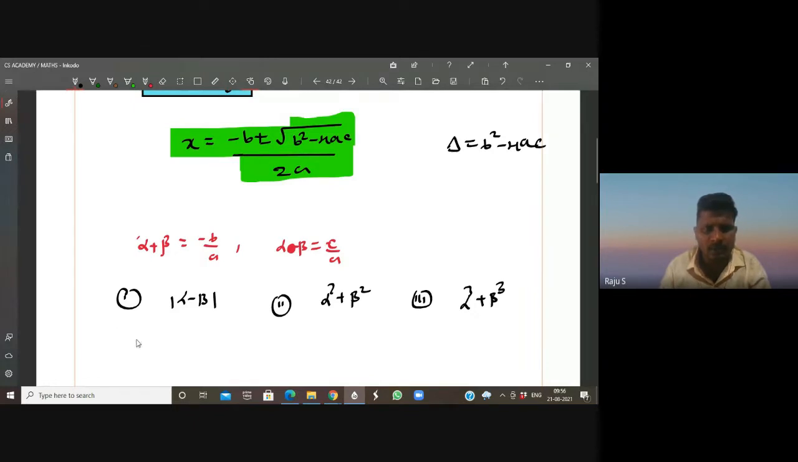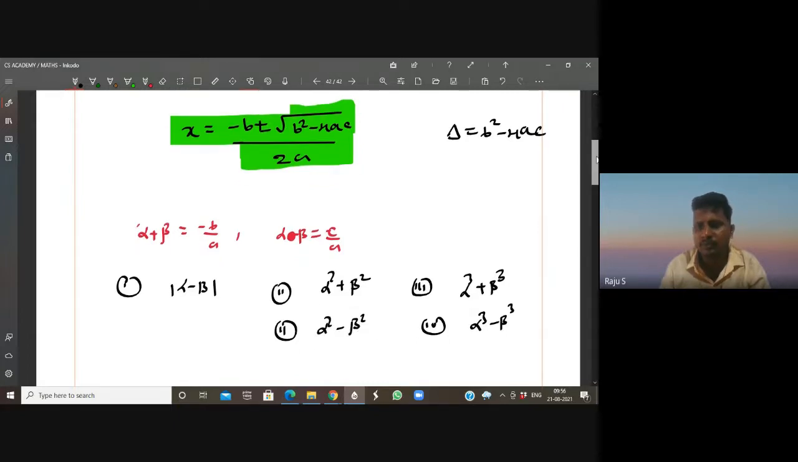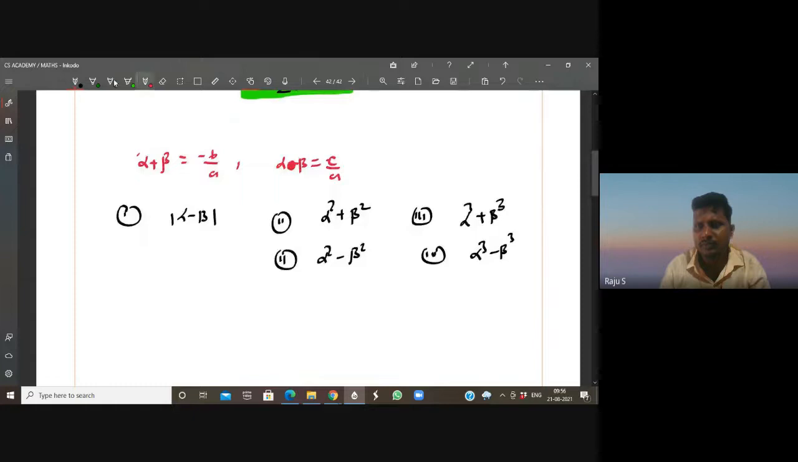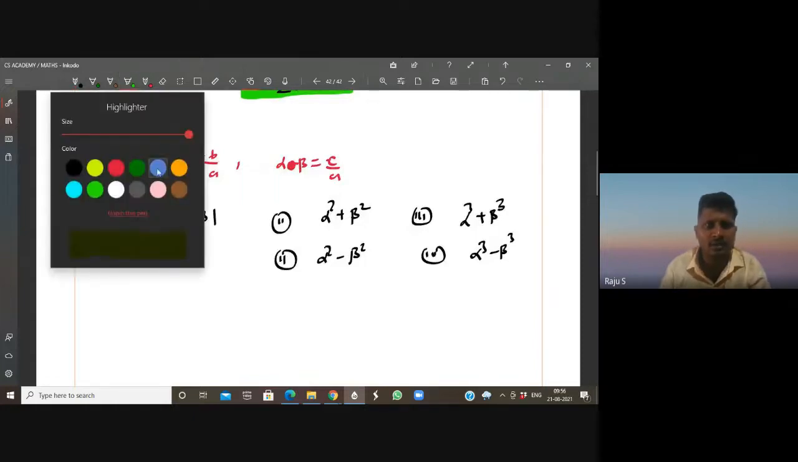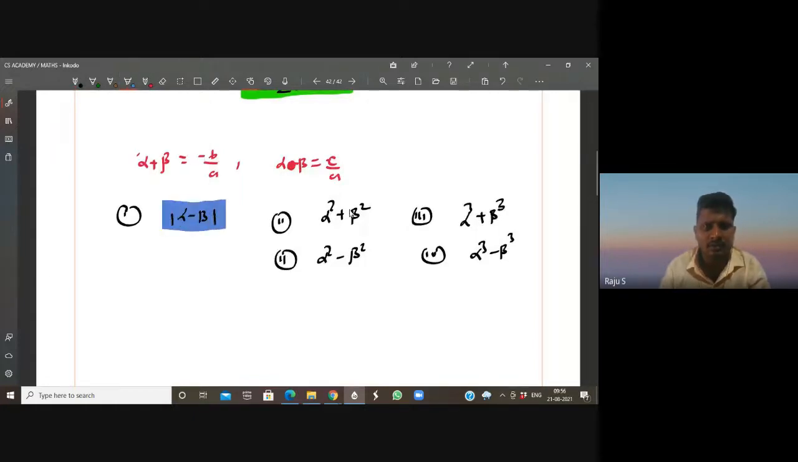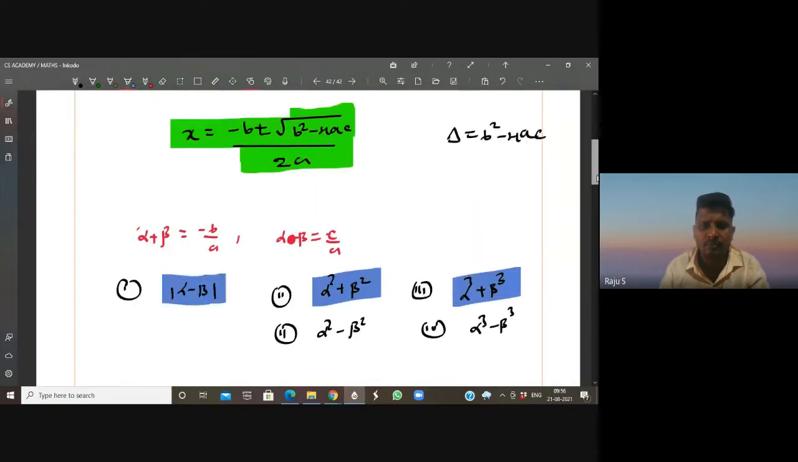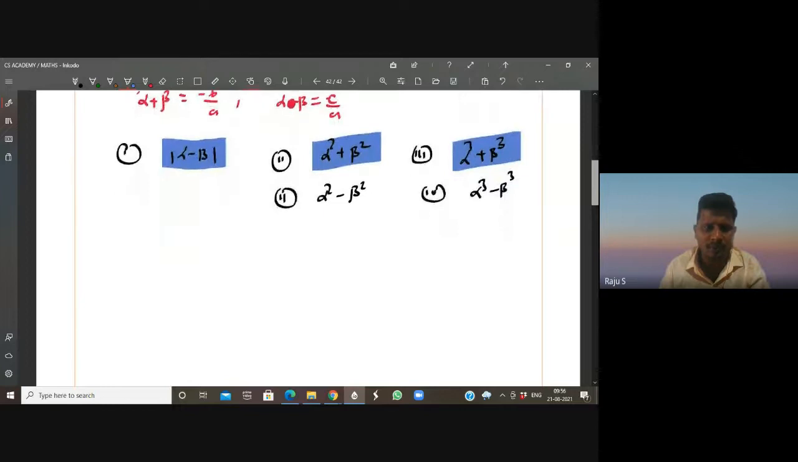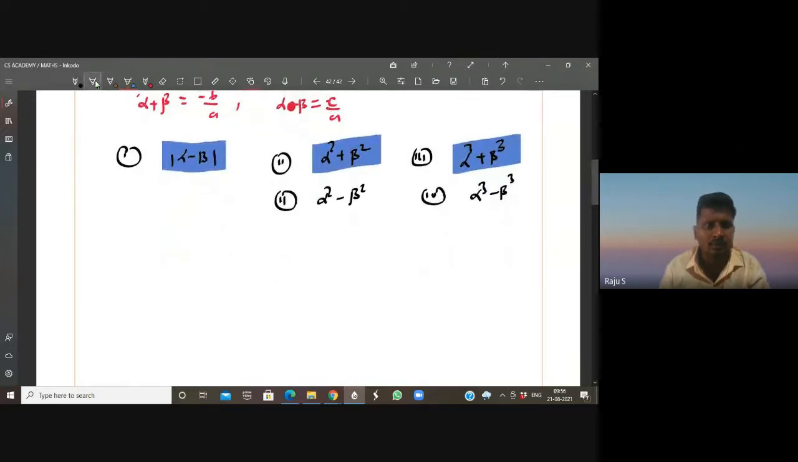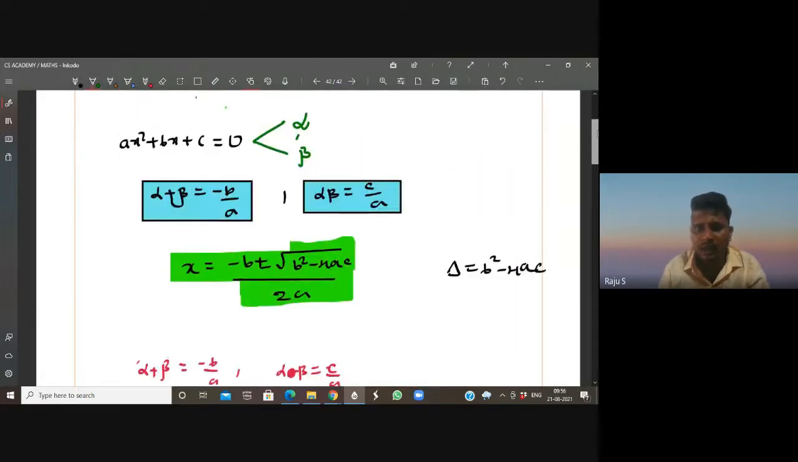So here maybe alpha cube plus beta cube, or maybe alpha cube minus beta cube. Okay, maybe the second one, alpha square minus beta square. So possibly you have to remember these values, at least three values here, like alpha square, alpha cube, beta cube. This way we will derive, no problem in that. Here, two cases will be there.